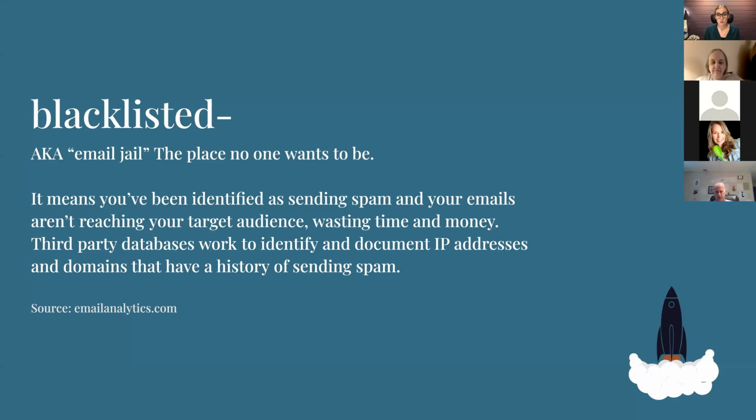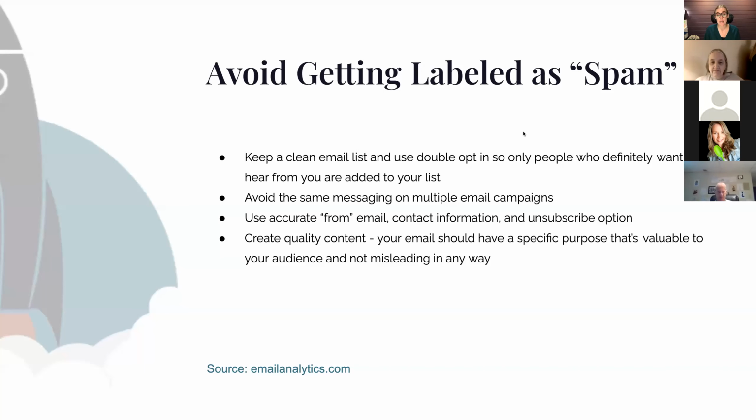So some of the things that you can do to avoid this are keeping a clean email list and using a double opt-in. A double opt-in is when someone subscribes to your list, then they receive an email to their inbox and they have to click a second time to confirm that they actually subscribed. So that is a great way to decrease the likelihood of getting blacklisted.